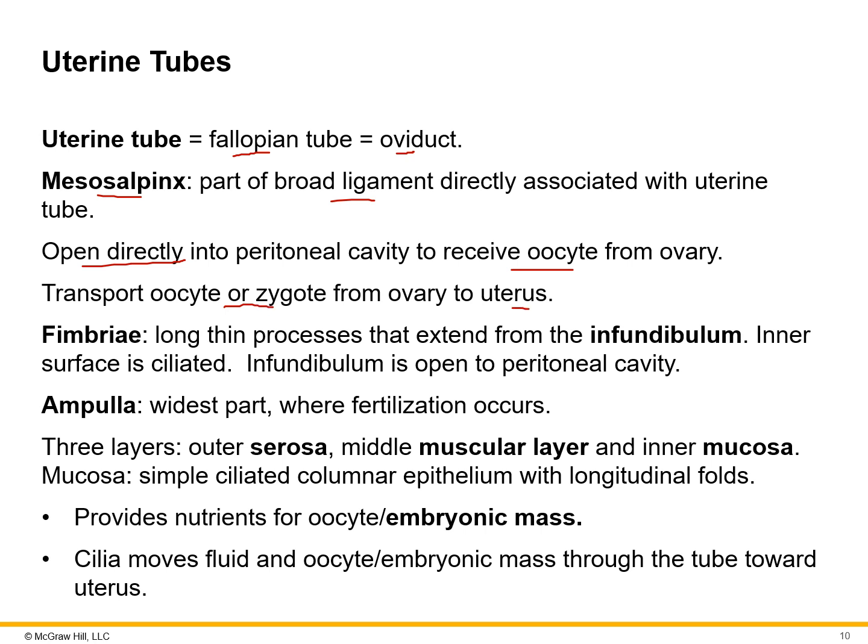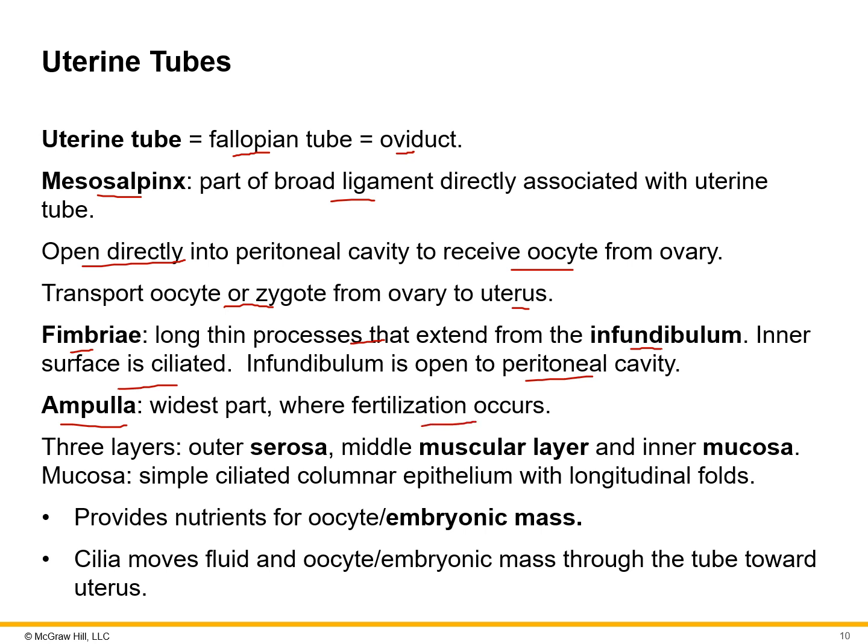A few different parts here. So the fimbriae, this is the thin processes that extend out from what's called the infundibulum, which is the inner surface that's ciliated. So the cilia are kind of like hairy little projections that stick off, and then it opens up to that peritoneal cavity. We also have what's called the ampulla. This is the widest part of the uterine tube, and that's where fertilization can occur.